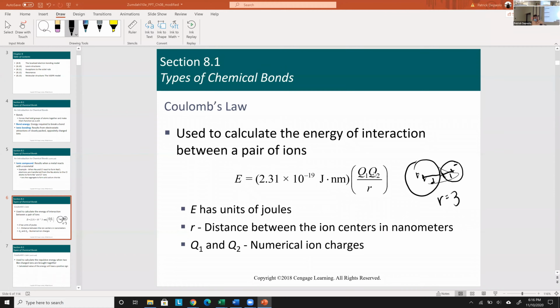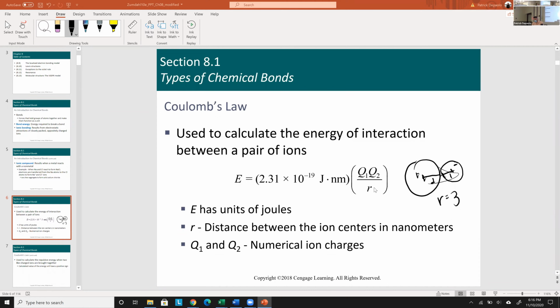So basically, because Q1 and Q2 are in the numerator, we want to maximize that to maximize the charge, to maximize E, which is the energy. And then for radius, since it's in the denominator, it's the opposite. The bigger the radius is between the ions, or between ion centers, the lower the bond energy is. But the scale at which the charge and the radius affect the energy is a little bit different.